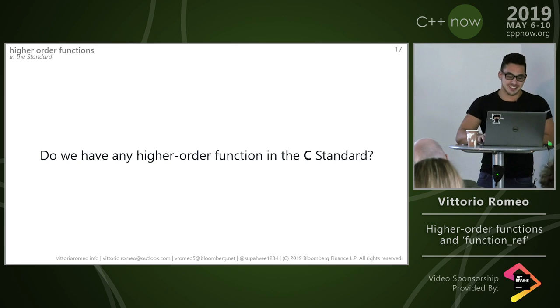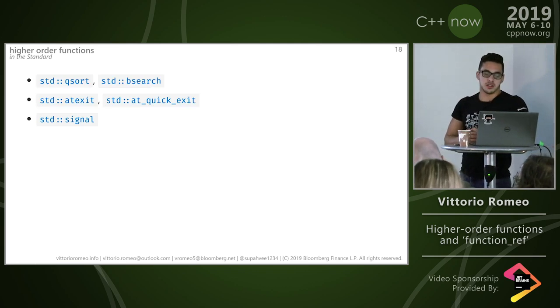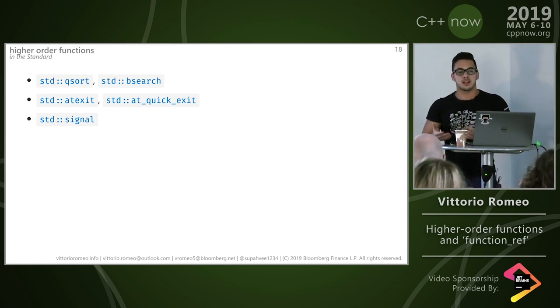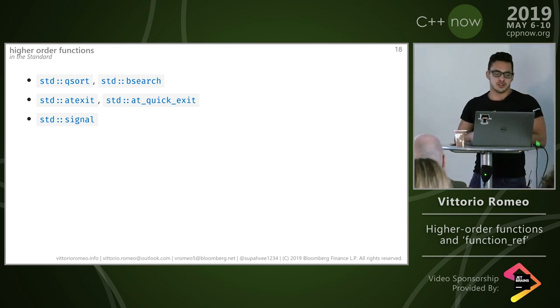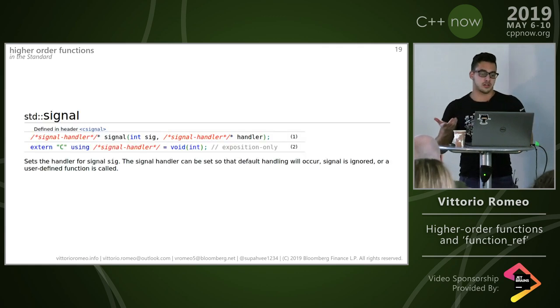Yeah, I like that. So even in the C standard, we have a bunch of things. Obviously, the first ones that come to mind are Qsort and Bsearch, which are algorithms. But even things like atexit, at_quick_exit, which allow you to set some callback that's going to be executed when you exit the program, technically are higher order functions. And there's also another one, which is signal, which I chose as an example, which is not very commonly seen, which technically is also a higher order function.